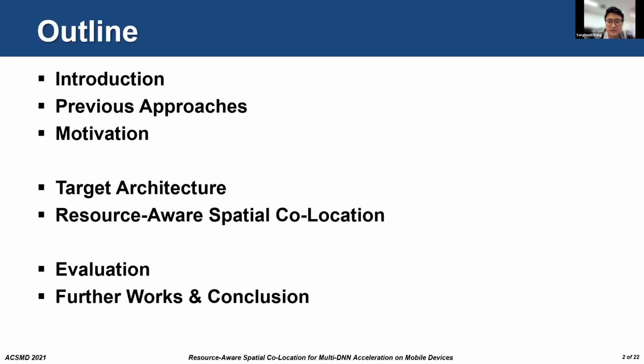This slide shows an outline of the presentation. After a brief introduction of the topic, I will summarize three representative approaches that were published to tackle multi-DNN acceleration. Pointing out the differences between NPUs for cloud and NPUs for edge, the limitation of previous approaches will be explained, which led to the motivation of this work. The concept of this work, resource-aware spatial co-location, will be introduced with specifying the target NPU architecture. A brief evaluation will be given, followed by summarizing further works that I plan to extend.